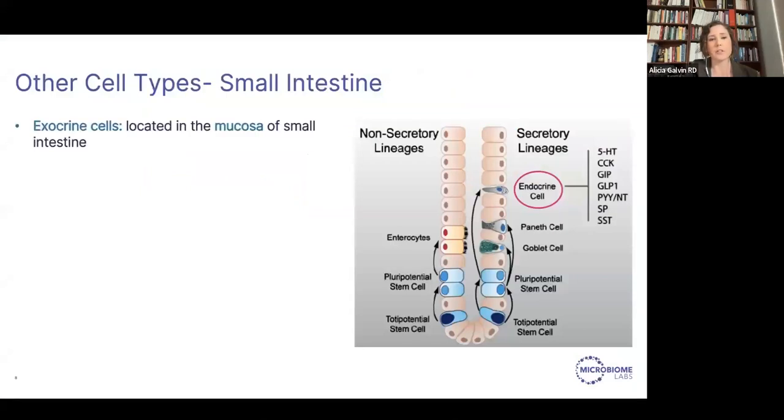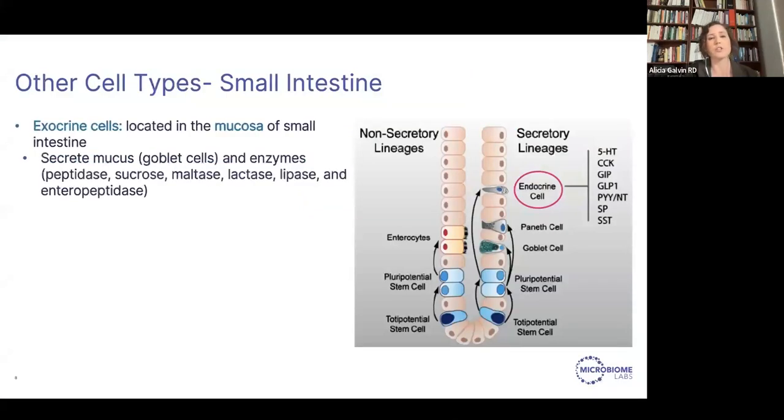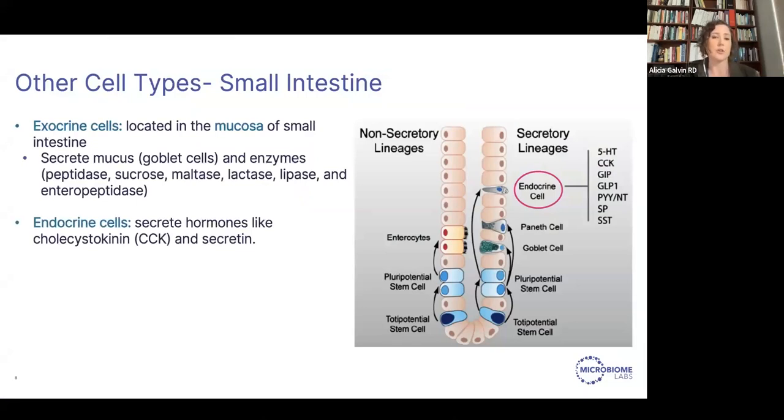Now, there's some other cell types. We have exocrine cells. These are just cells that are secreting things. So they secrete mucus like goblet cells, or they might secrete things like digestive enzymes in the small intestine. And then we have endocrine cells, and these are cells that are secreting certain hormones like cholecystokinin or CCK and secretin.